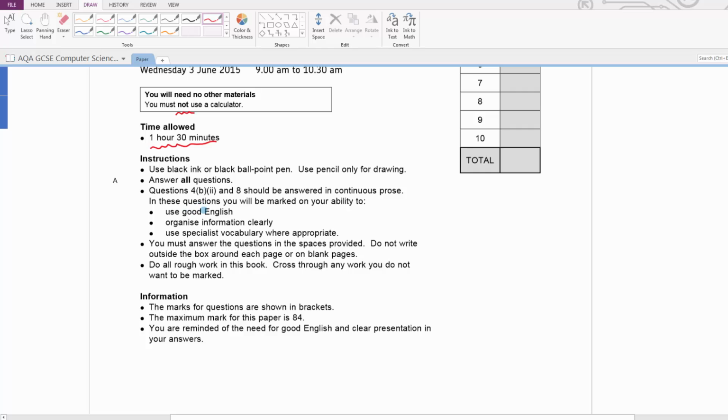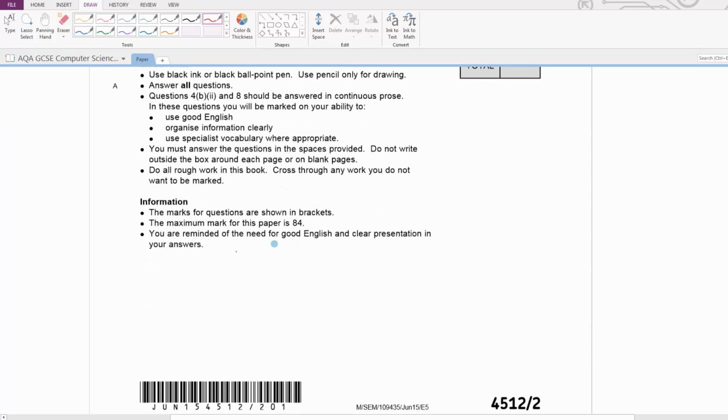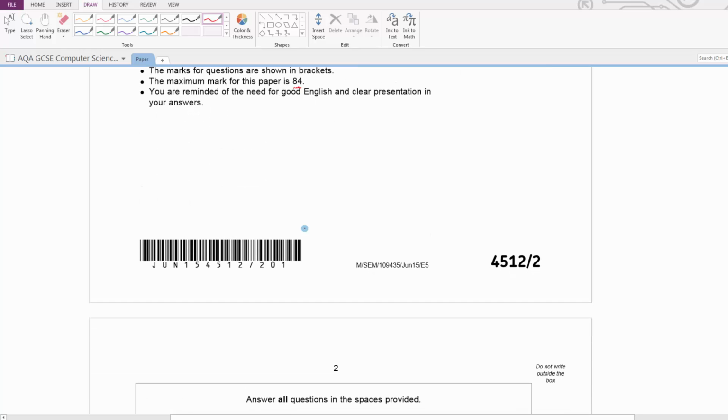There's also a couple of questions where your quality of written communication will be assessed. I'm sure you're familiar with what this is from other GCSEs. It seems to be a component of all of them. And also, as I say, the maximum mark is 84. So let's begin with the first question.